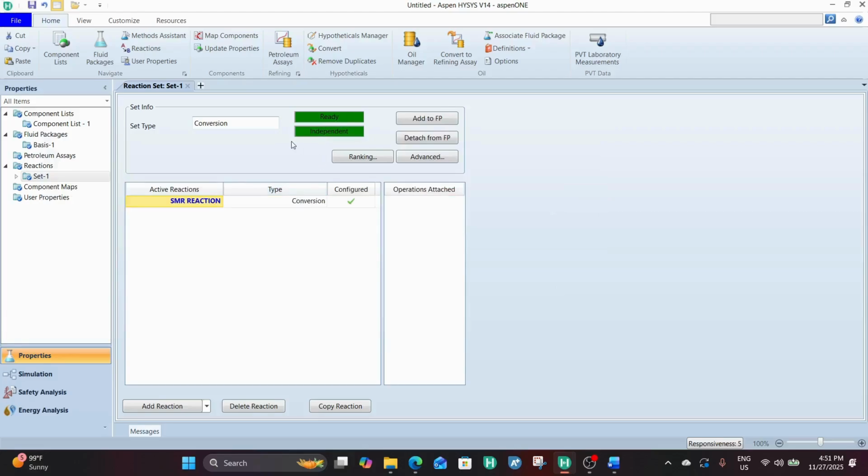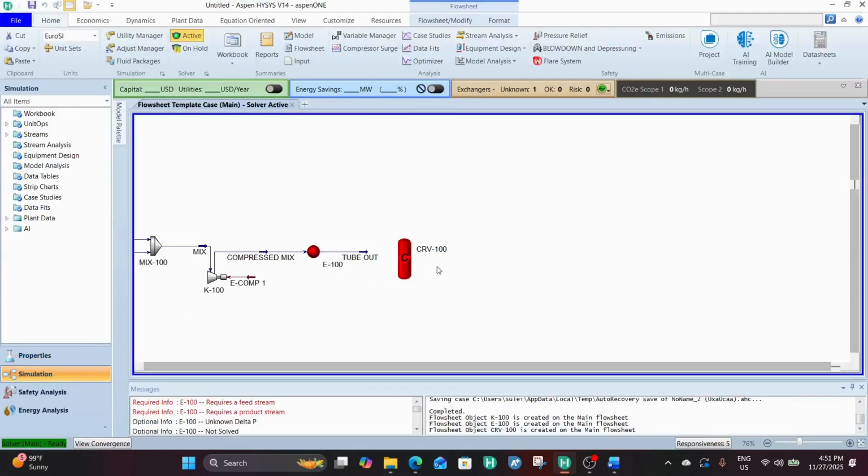With this, you can see that we have successfully created a reaction set for our SMR reaction, and we have a green message at the top for us, ready and independent. So let's head back to the simulation environment.